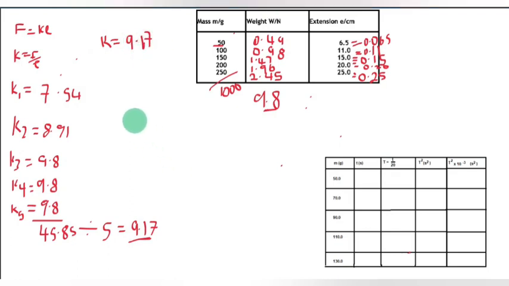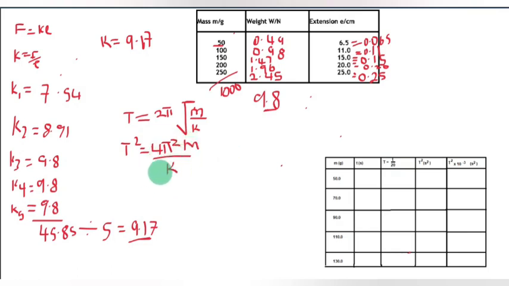The period of oscillation of a spring is given as T is equal to 2 pi square root of M divided by K. Okay, so if we square both sides, we will have T squared is equal to 4 pi squared times M all over K.